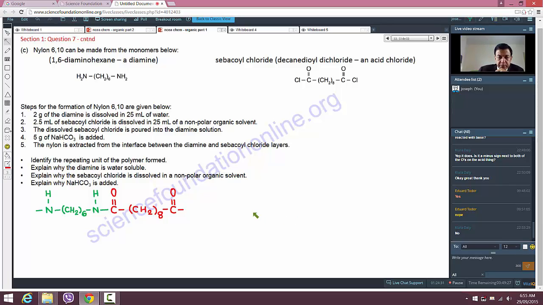Identify the repeating unit of the polymer formed. That's this thing here that you had to draw. You could have even had the red part on the left and the green part on the right. It's just as valid.